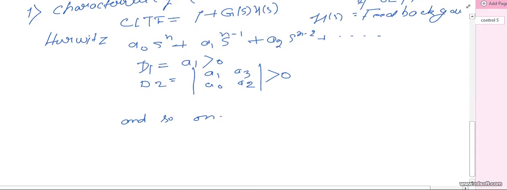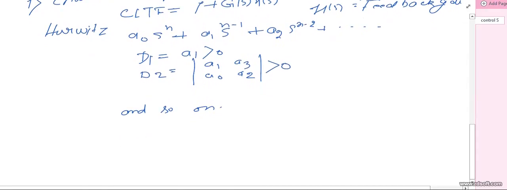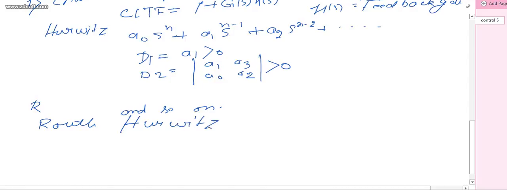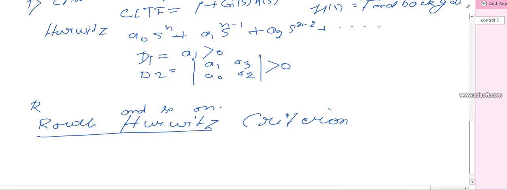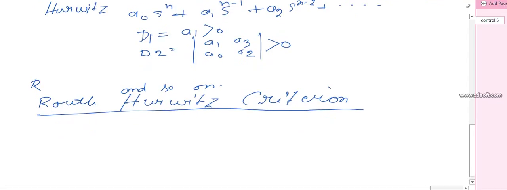Okay, so let us jump to the Routh Hurwitz criteria. This is a pretty simple method, however certain points have to be taken care of, and this I would explain with the help of examples.